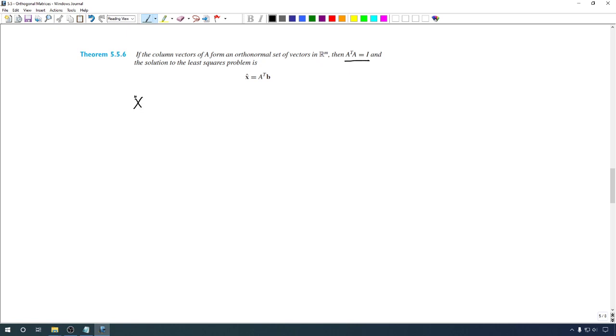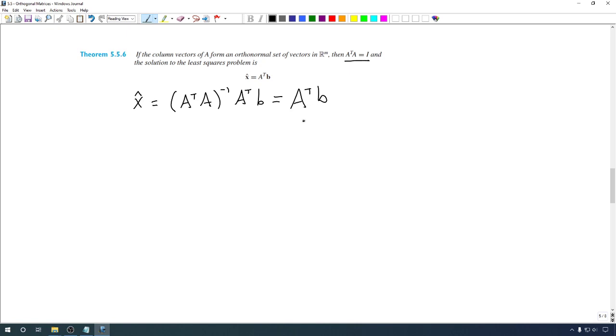Remember that the solution to our least squares problem, as long as we have a full rank matrix, and this is going to be full rank because the columns are linearly independent because they're orthogonal to each other, is A transpose A inverse times A transpose B. This is our least squares solution to AX equals B. But if A transpose A is the identity, then we might as well not even have it here. The identity inverse is the identity matrix. So this all can just go away, and we're left with A transpose times B.